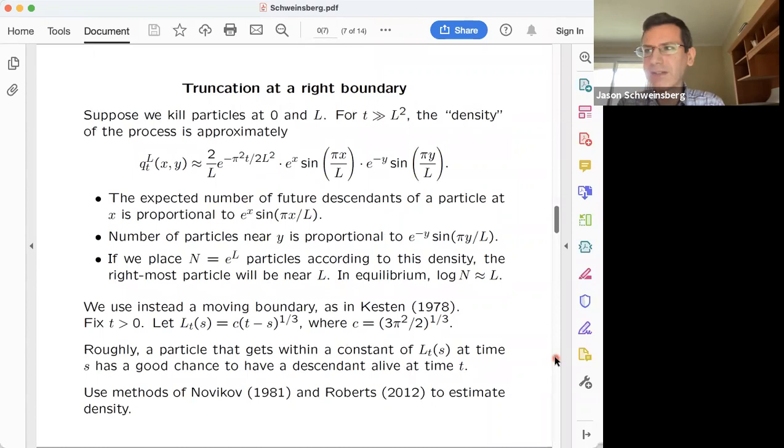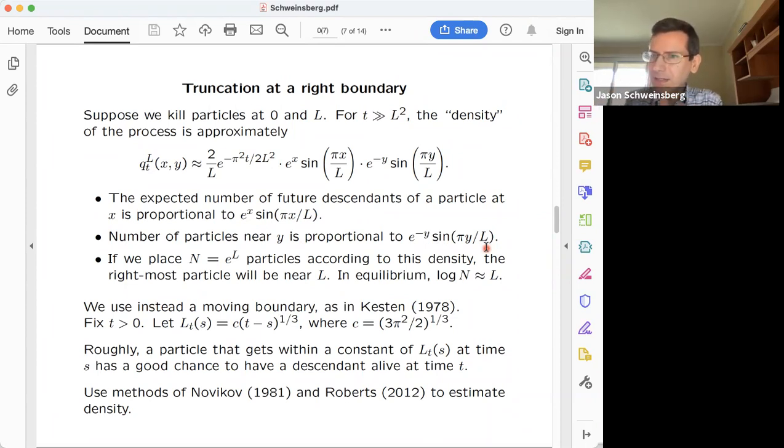Now, one way of doing truncation is to choose some positive number L and kill particles both at 0 and at L. If we do this, then using the many-to-one lemma, we can get this approximate formula here for the density of the process at large times. Now notice the formula is proportional to e to the x times the sine of pi x over L. So if there's a particle at x, then the number of descendants of this particle alive at future times is roughly proportional to e to the x times the sine of pi x over L. Also, the formula is proportional to e to the minus y times the sine of pi y over L.